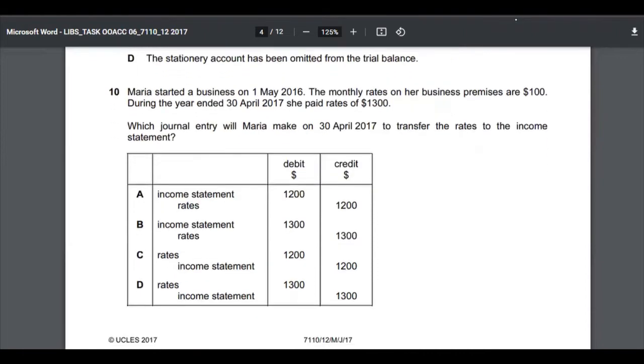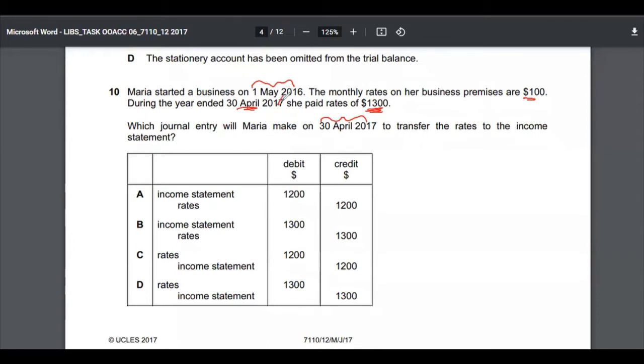Let's look at multiple choice 10. Maria started a business on 1st May 2016. The monthly rates on her business premises are $100. During the year ended 30th April 2017, she paid rates of $1,300. Which journal entry will Maria make on 30th April 2017 to transfer the rates to income statement, right?